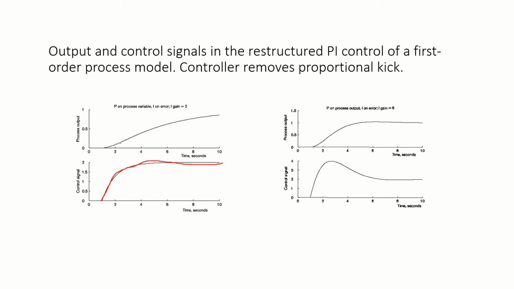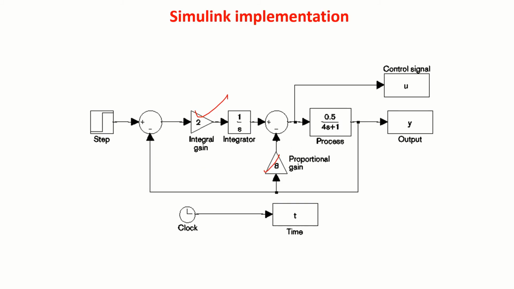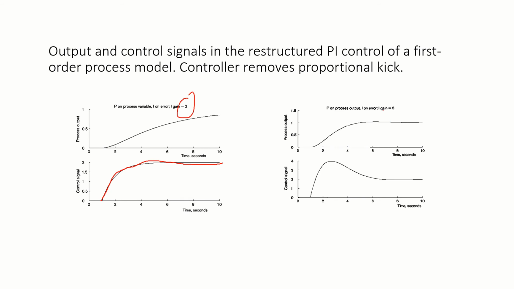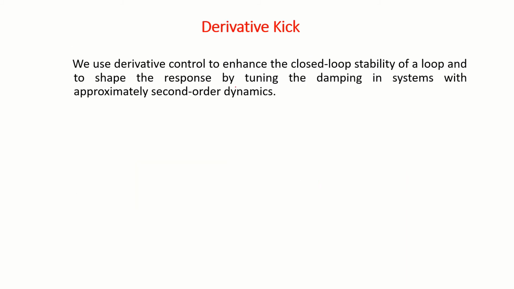Now this is a process output. This is with a gain of 2. This is with a gain of 6. So this is how it has smoothened out. That's how the proportional kick can be manipulated. There is something like derivative kick.